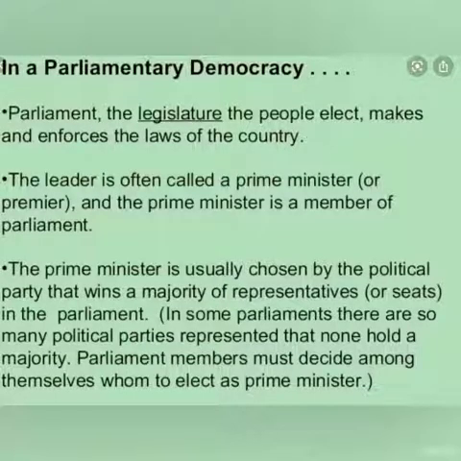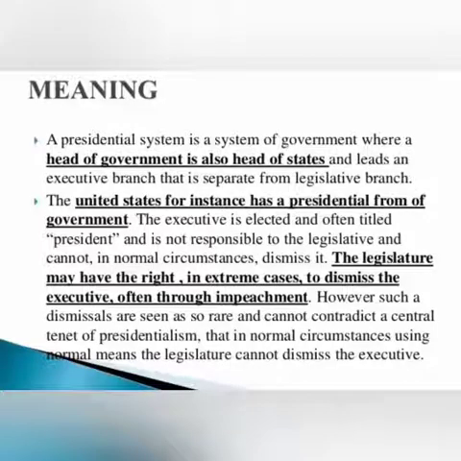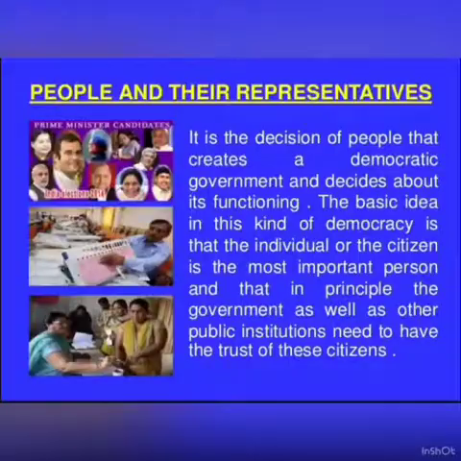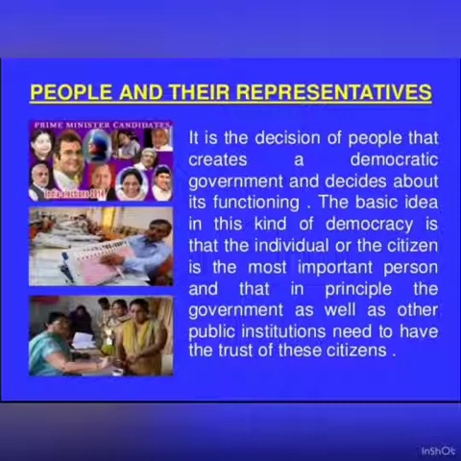Now we will be talking about the presidential form of government. A presidential system is a system of government where a head of government is also head of state and leads an executive branch that is separate from the legislative branch. The United States, for instance, has a presidential form of government. The executive is elected and often titled president, and he is not responsible to the legislature.